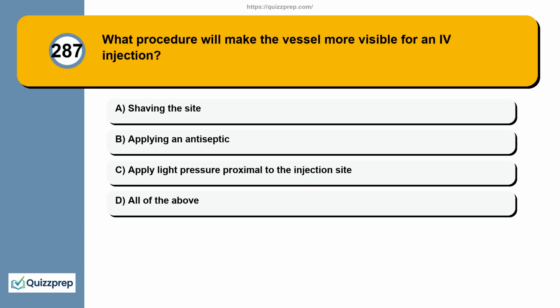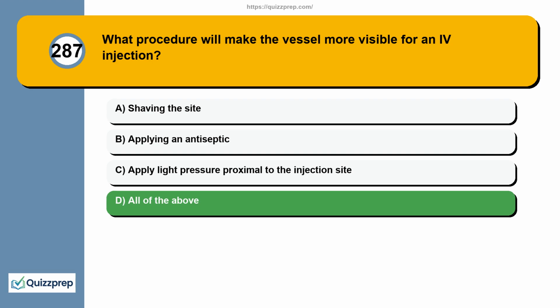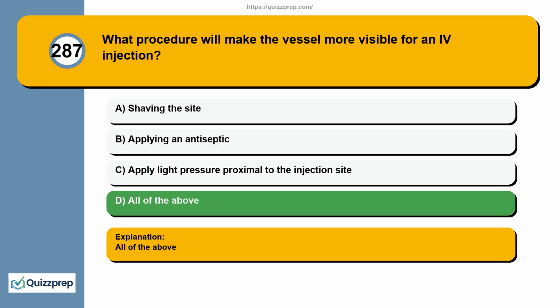Question 287. What procedure will make the vessel more visible for injection? Option A, shading the site. Option B, applying an antiseptic. Option C, apply light pressure proximal to the injection site. Option D, all of the above. The correct answer is Option D, all of the above.